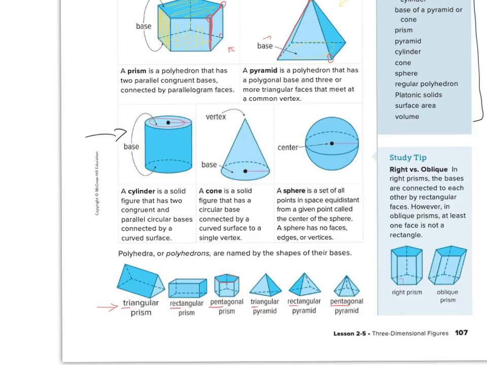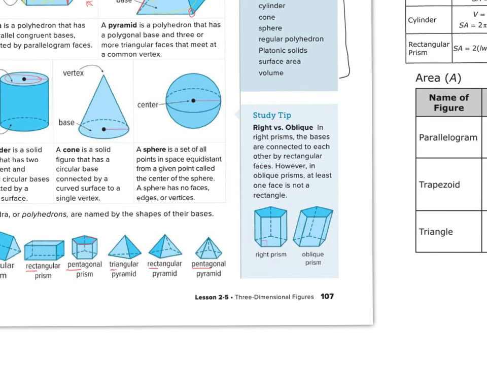Right and oblique. So here, looking at this study tip, it says, in right prisms, the bases are connected to each other by rectangular faces. Right angle, rectangular faces. However, in oblique prisms, at least one face is not a rectangle, because it's going to be a parallelogram, because it's going to be sort of a pushed over rectangle. But I will tell you, the height is still the same though. You still calculate the height, coming up with a 90-degree from one base to the other.